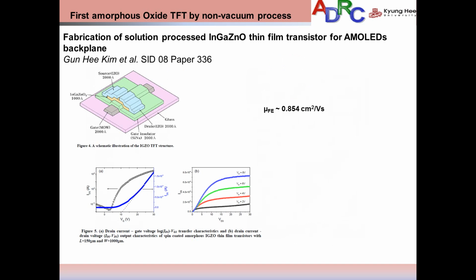And also, the main issues that I will talk about are for the non-vacuum process, the solution process. The first one which was reported for IGZO was in the SID conference, where they had a mobility of around 1 centimeter square per volt second, and they could have nice properties, but the annealing temperature was quite high, around 450 degrees. So the main issue for the solution process has been to reduce this annealing temperature.